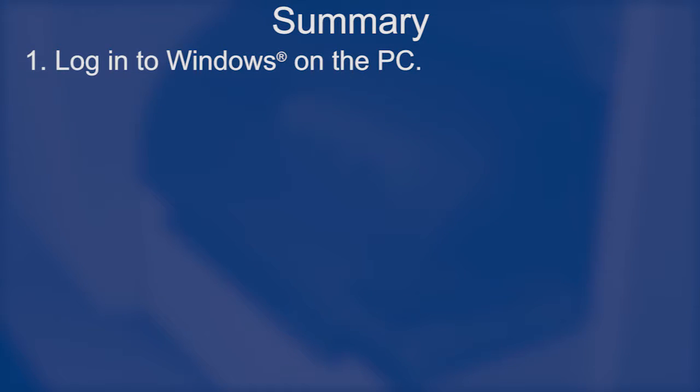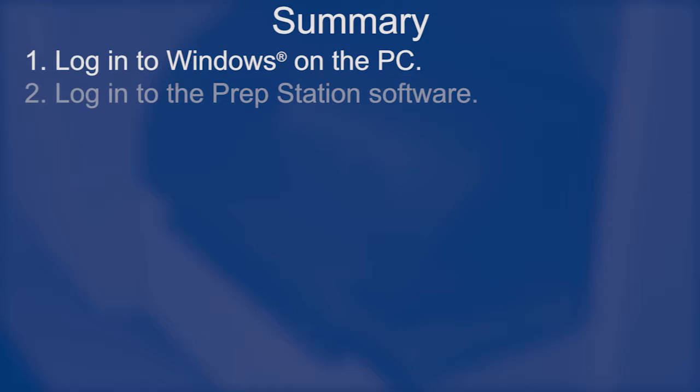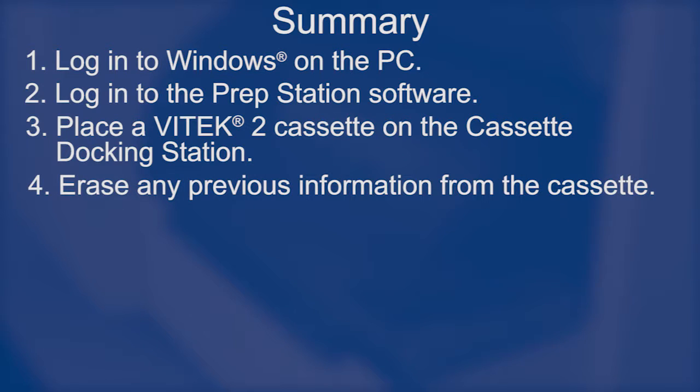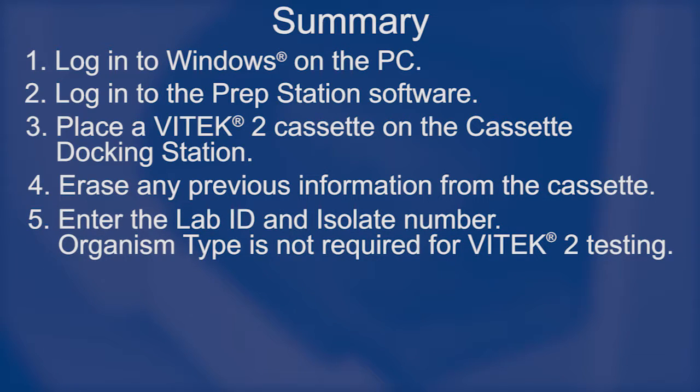Summary: log into Windows on the PC. Log into the PrepStation software. Place a VITEK 2 cassette on the cassette docking station. Erase any previous information from the cassette. Enter the lab ID and isolate number. Organism type is not required for VITEK 2 testing.